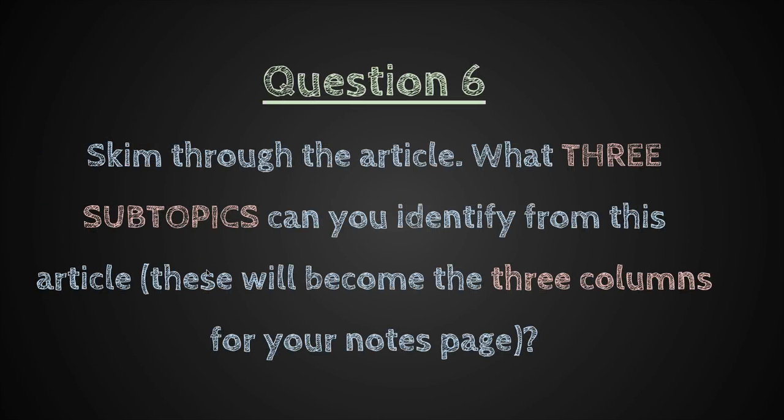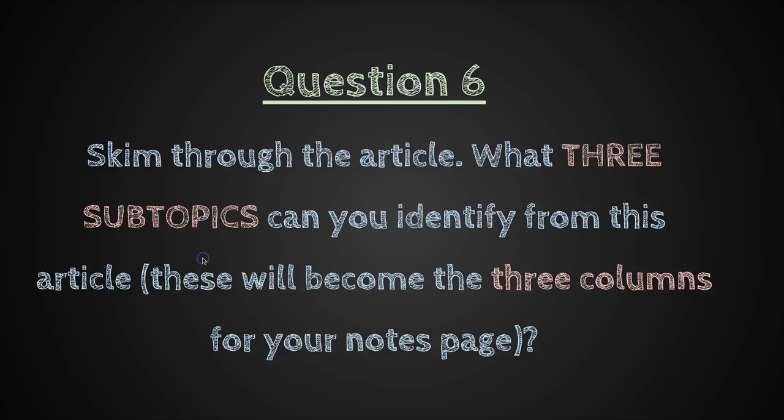Question 6. Skim through this article. What 3 subtopics can you identify from this article? These will eventually become the 3 columns for your notes page. So once again, skim through the article and come up with 3 broad categories of information that appear in the article. These then will become your subtopics in the 3 columns on your notes page.